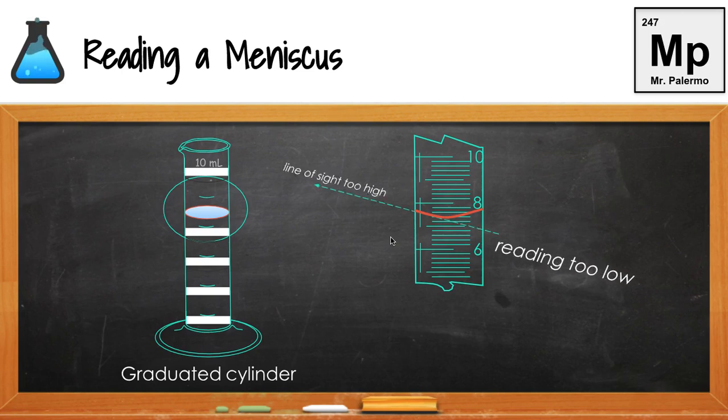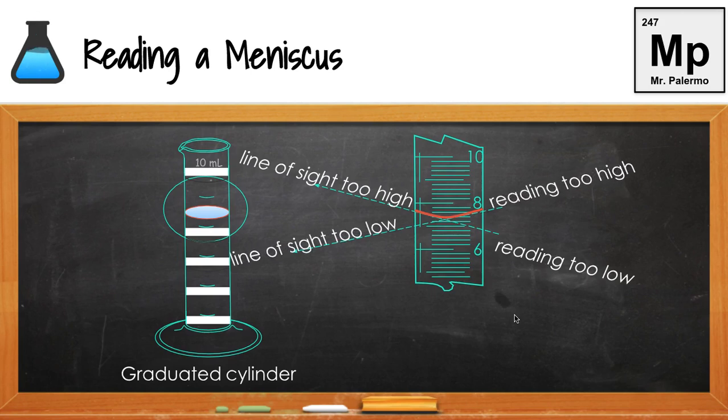If you are reading it too low, if you're below eye level, the line of sight's too high, and you're going to be off by approximately 1 milliliter or more. And the same thing, if you are too high, your line of sight becomes too low, and you're off the same amount in the opposite direction. So what you want to do is to make sure that you are eye level with that meniscus. You read the bottom of it, and you'll get a correct reading of volume.